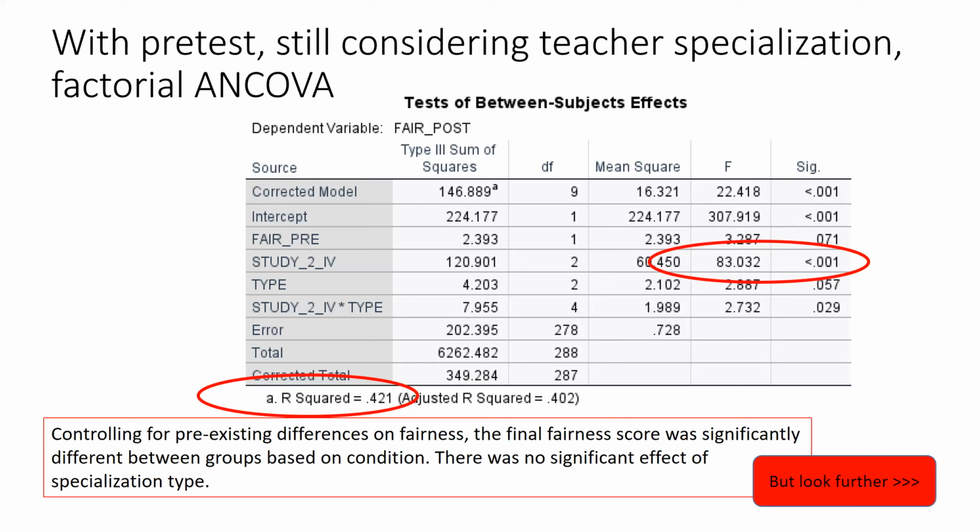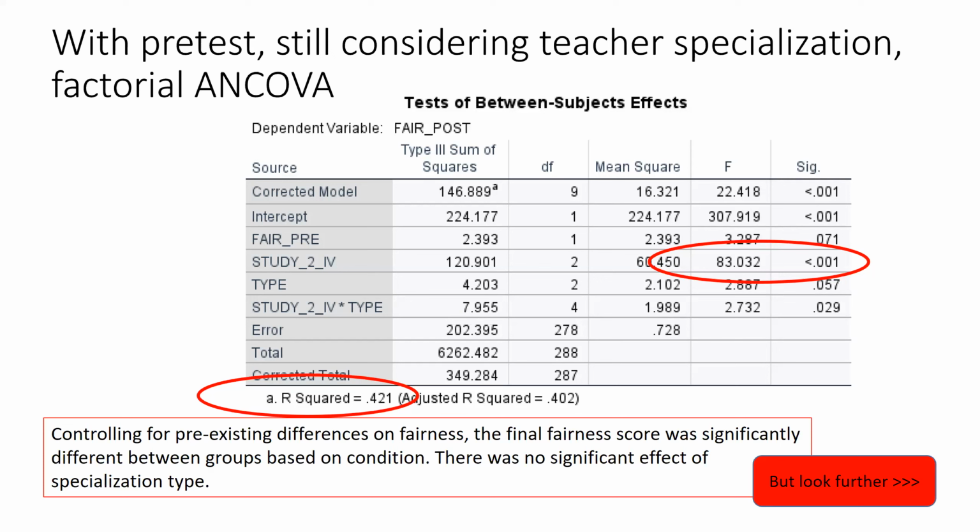So in this case, you see once again that the independent variable for condition, study 2 IV, is statistically significant. We find R squared equals 0.421 for the overall model of the specialization and intervention condition predicting post-test given pre-test, which accounts for about 42% of variance in post-test. So we might think about saying that controlling for pre-existing differences on fairness, the final fairness score was significantly different between groups based on condition, and there was no significant effect of specialization type.